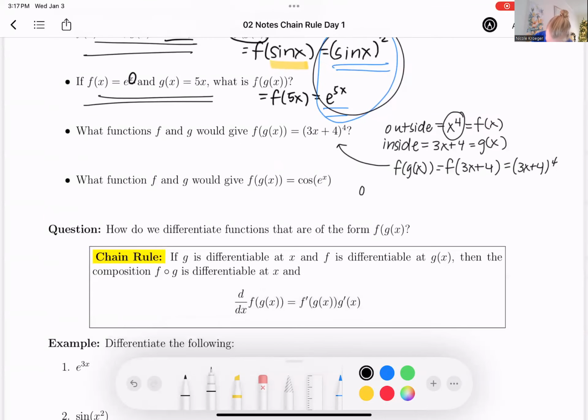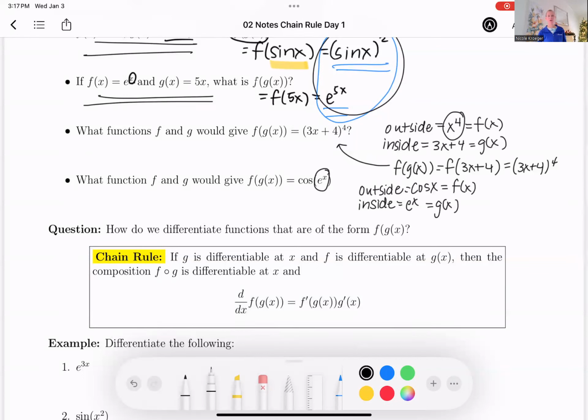And then similarly here, if I look at my outside and my inside functions, I always think the inside is the easier function to determine. See if you can figure out what you think these will be. I think my inside function is probably going to be e to the x, which leaves cosine of x as my outside function. So cosine is the outside function, f of x, and my inside function is g of x.